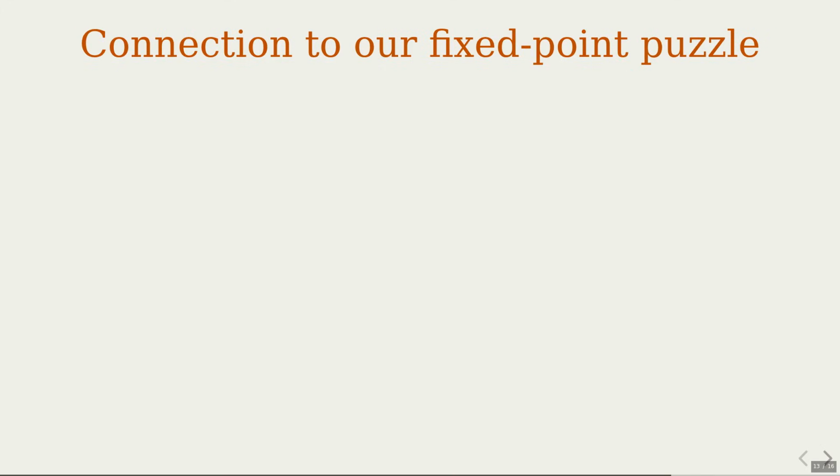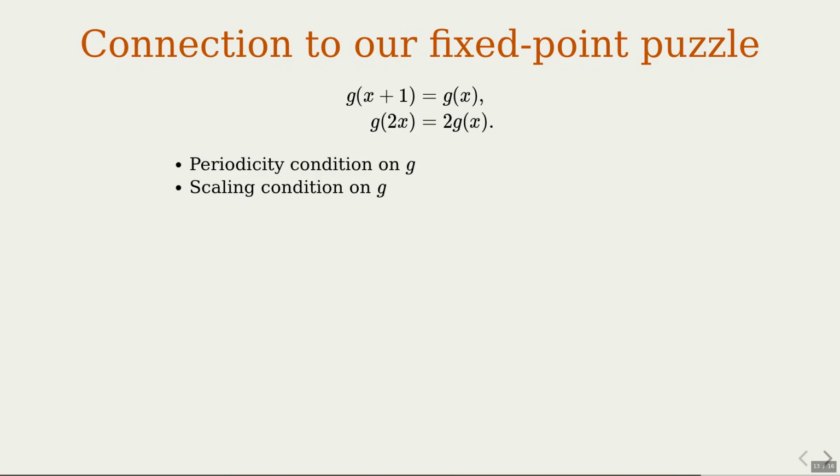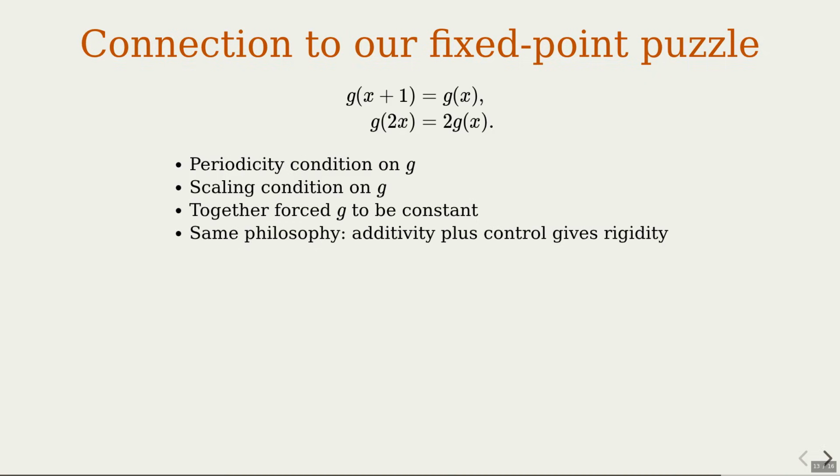Let us connect this back to the fixed point functional equation we studied earlier. Right. That was the one with a periodic rule and a doubling rule for another function g. These equations encoded periodicity and scaling for g, and together they secretly forced g to behave like a very rigid additive function. Periodicity condition on g, scaling condition on g. Together forced g to be constant. Same philosophy. Additivity plus control gives rigidity.